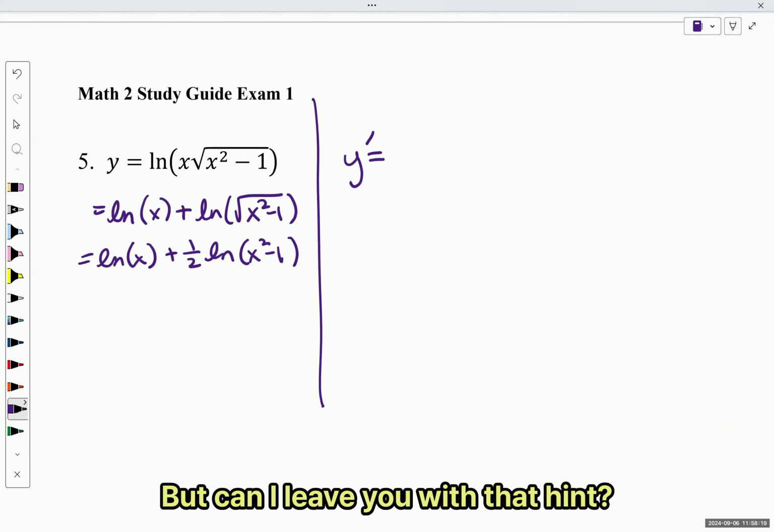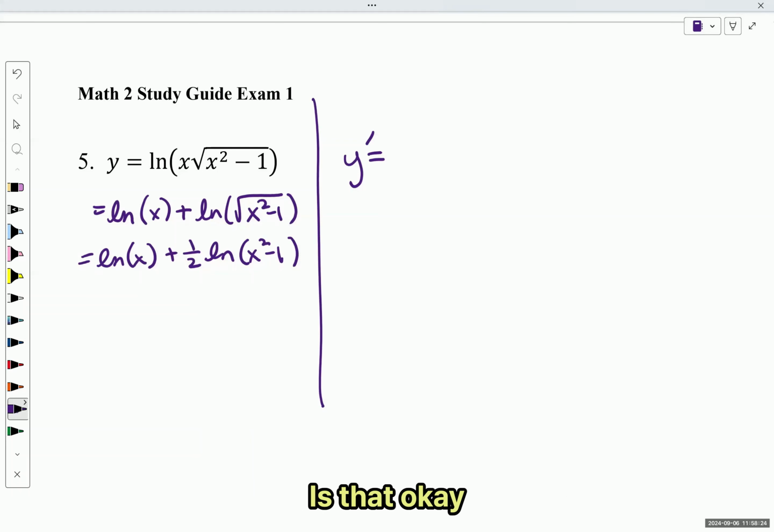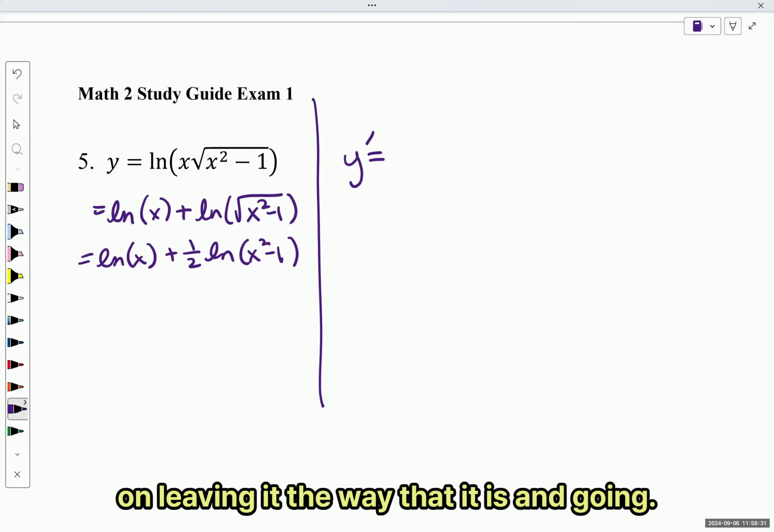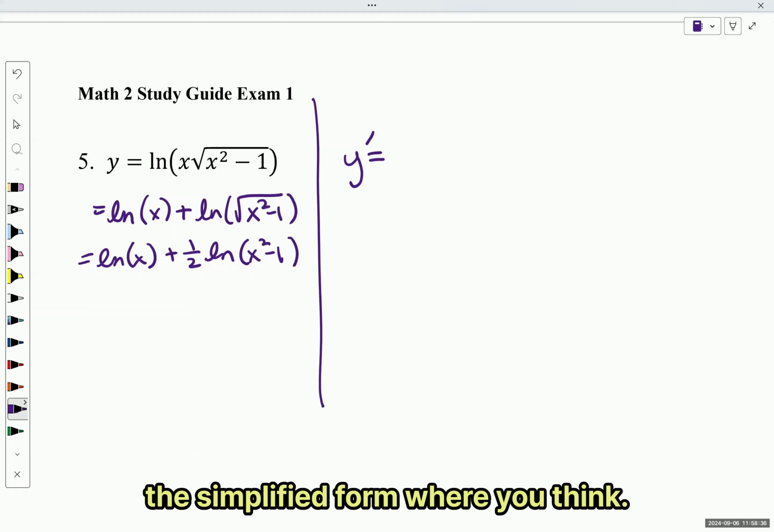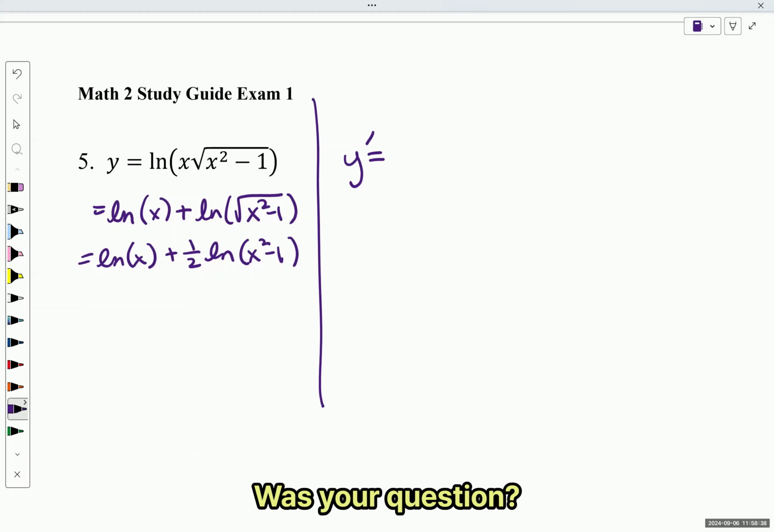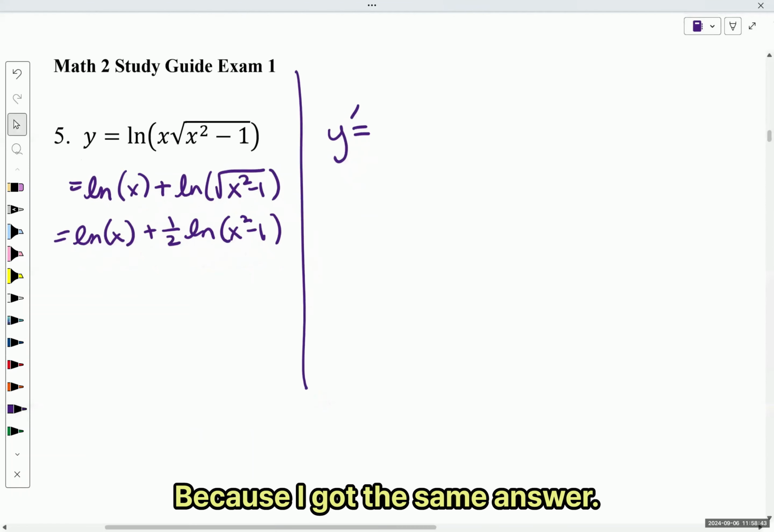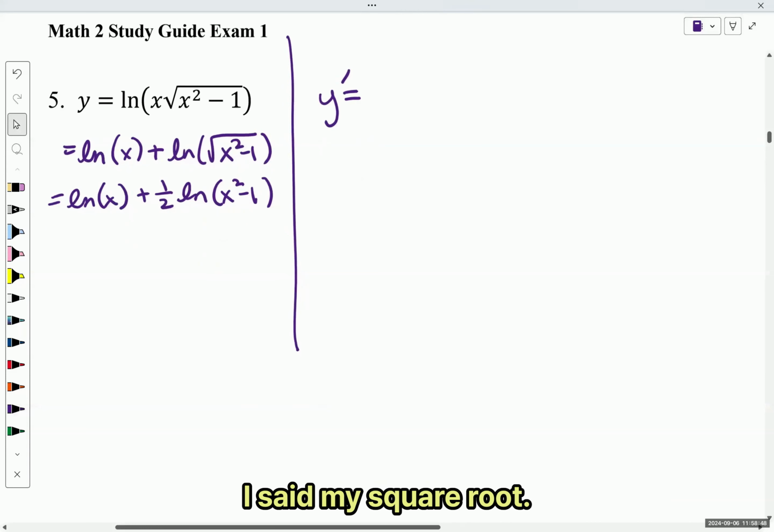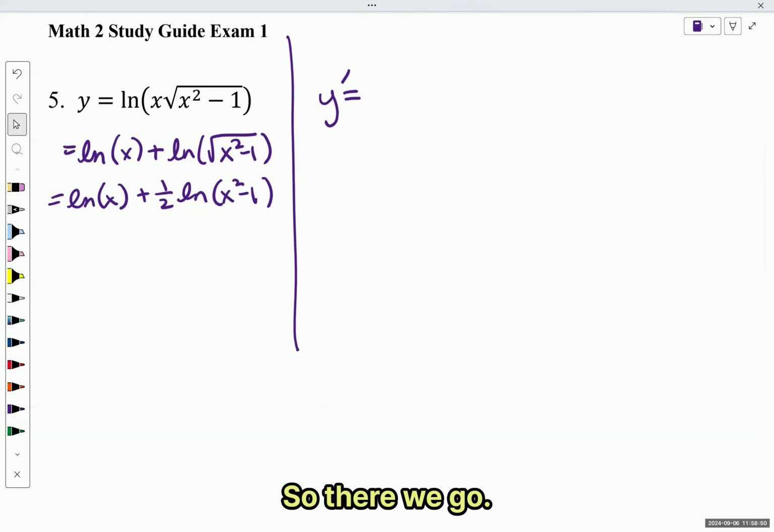Okay. But can I leave you with that hint? Is that okay? Or you want to see it all the way out? What do you think? You want to see the first step on leaving it the way that it is and going? Or do you want to see the simplified form? What was your question, Maya? What do you want? I want to see the full thing because I got the same answer. But instead of the parentheses at the bottom, I had my square root. So I'm really confused. It's in the simplification. I know what you're doing. I don't know what happened.